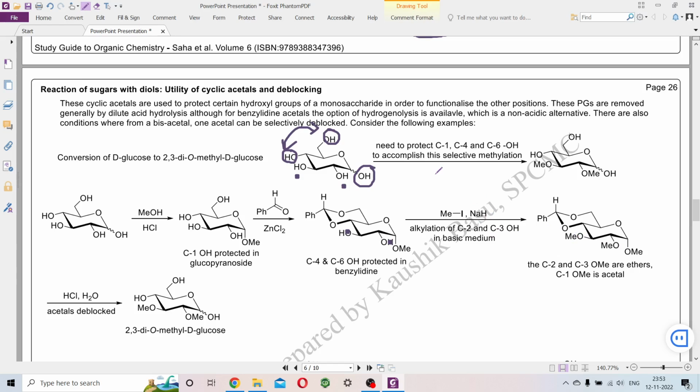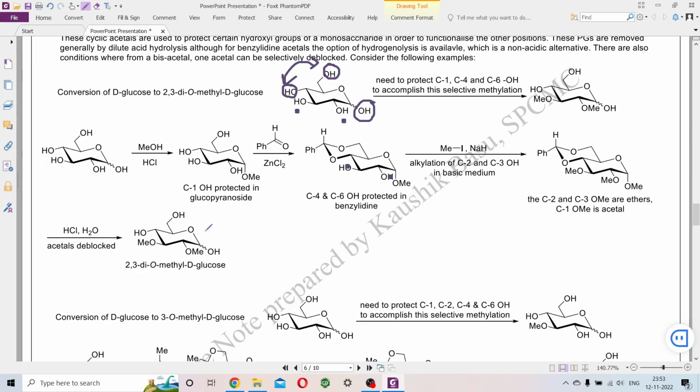corresponding O-methylated derivatives. And of course you can now subject this to dilute acid hydrolysis, so that the acetals are deblocked, and this one acetal is gone. Those two will remain, because remember, these are the ether linkages, these are not the acetals, so they will not be cleaved, they will remain, and you will have your target molecule.